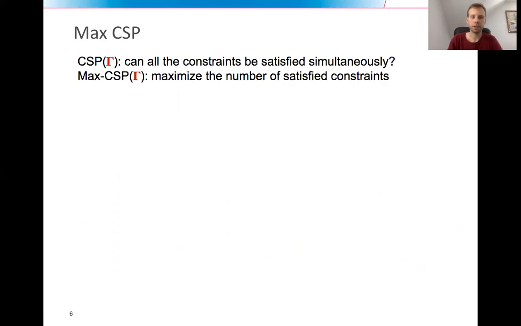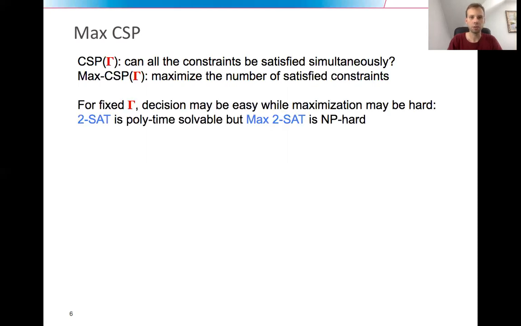And now I'm going to talk about Max CSP, which is a variant of this problem where we not necessarily want to satisfy all the constraints, but only to maximize the number of satisfied constraints at once. And observe that it might be the case that the decision CSP is polytime solvable, but the Max CSP is NP-hard, as for 2-SAT.